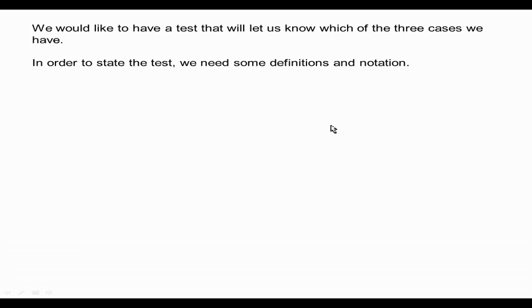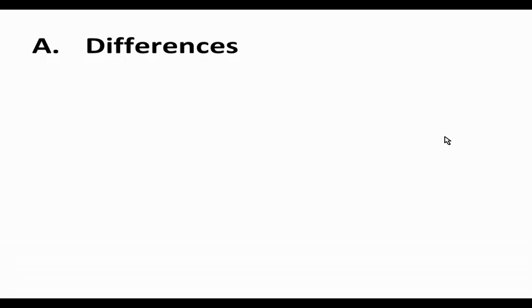Now, for some reason, these definitions and notation that we're about to introduce are not in your book, and I don't know why. They really should be, because they are the standard notations and definitions that help us determine whether or not we have exactly linear, almost linear, or not linear at all. So, Part A, differences.